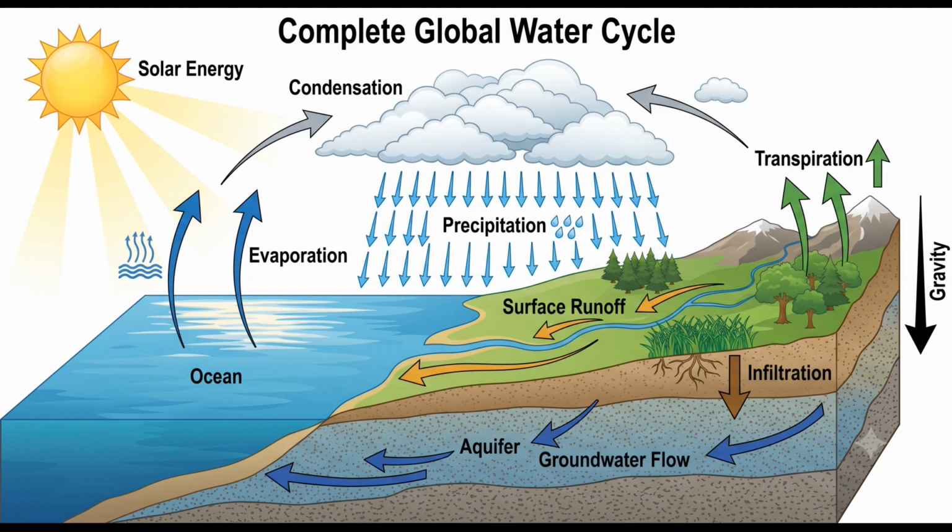Every process connects to the next, and the whole system is driven by the sun pushing water upward and gravity pulling it back down. Commit this diagram to memory. WA. Question 2 asks for any 4 process names from this cycle. You have 8 to choose from.